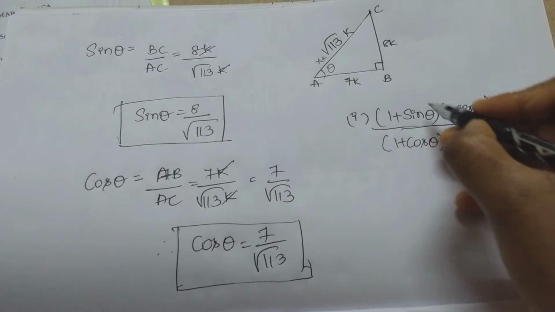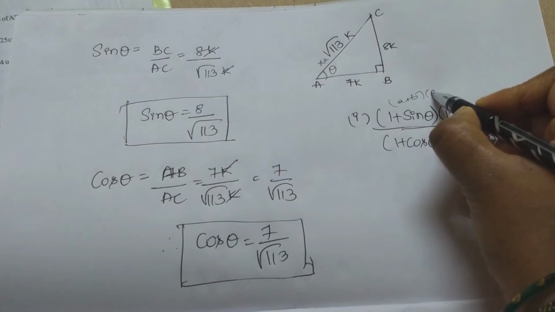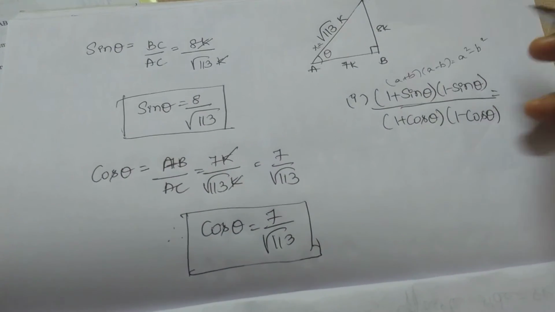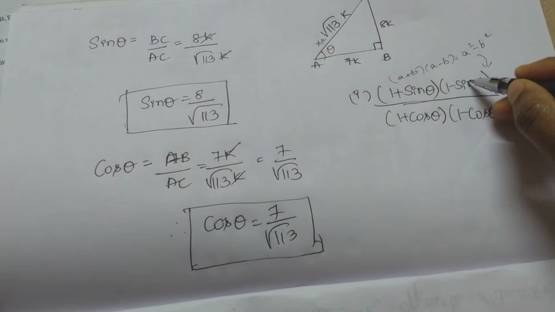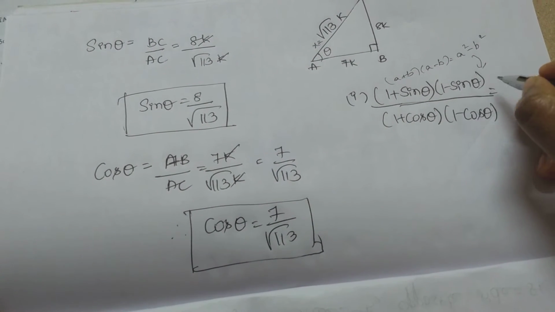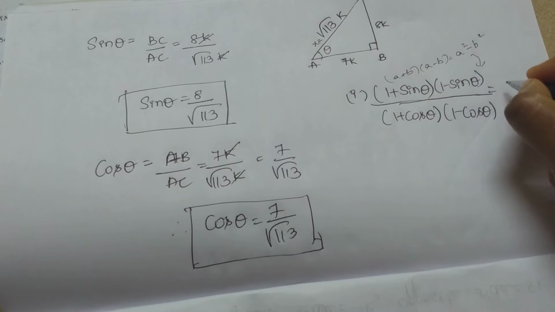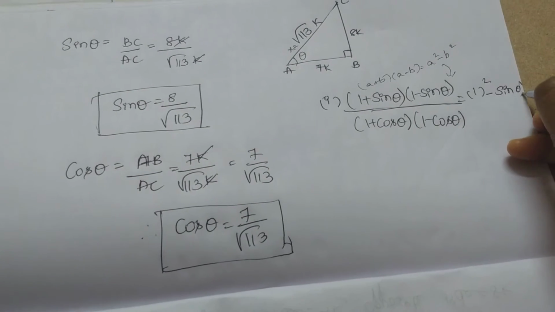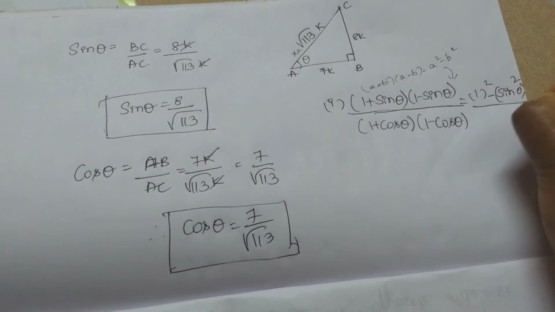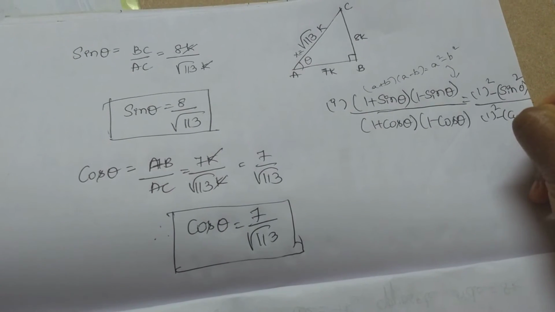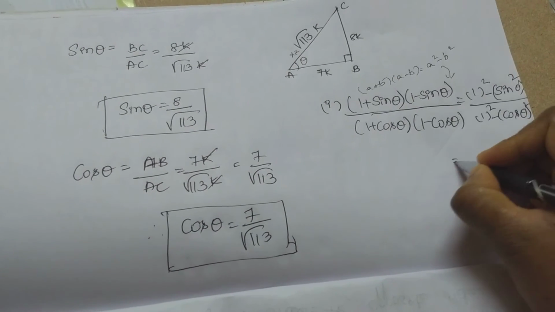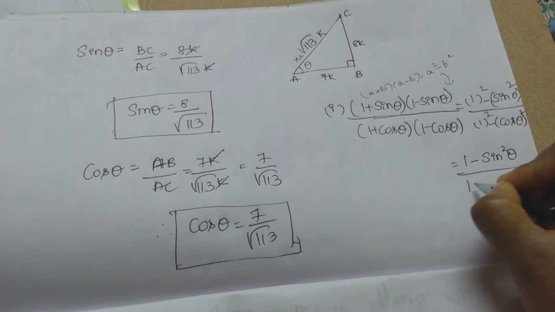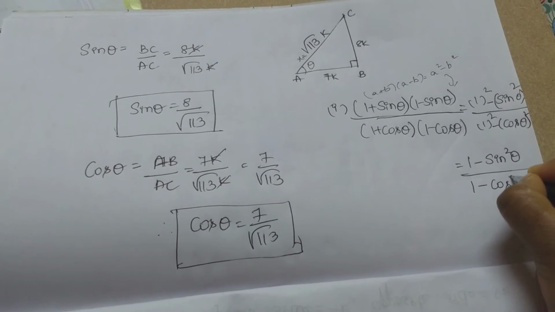When you see here, this is in the form of (a plus b)(a minus b), correct? What is the formula for (a plus b)(a minus b)? It is nothing but a square minus b square. Let's apply the same formula for both numerator and denominator. What do we get? 1 square minus sin theta whole square, divided by 1 square minus cos theta whole square. So that equals 1 minus sin theta whole square, which is nothing but sin square theta... Rather, 1 minus sin square theta, which is cos square theta, divided by 1 minus cos square theta, which is sin square theta.